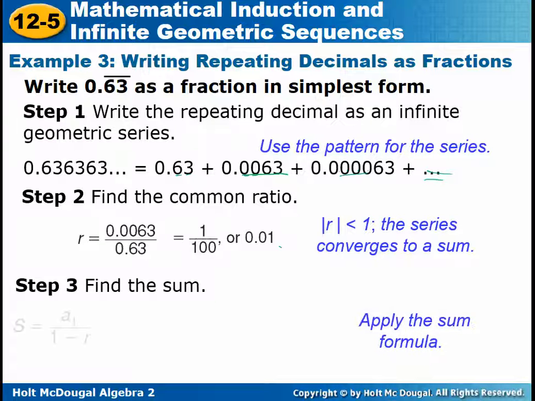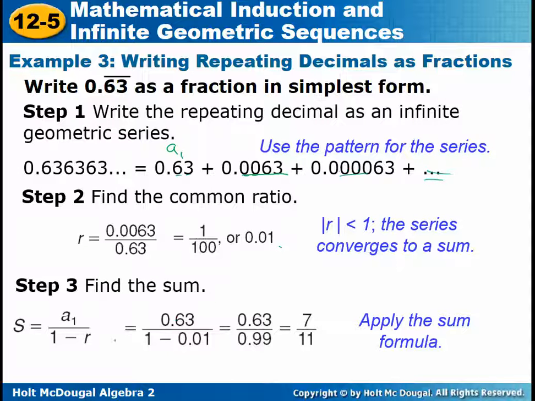So we plug in the formula. A sub 1 is right here, 0.63. Not repeating, just 0.63. The ratio is 0.01, so we take on the bottom 1 minus 0.01, and that's 0.99. Now right here, you have to simplify this. You can't just do it on your calculator or you're going to get this. So let's multiply 0.63 and 0.99 both by 100, which is the same as 63 over 99.